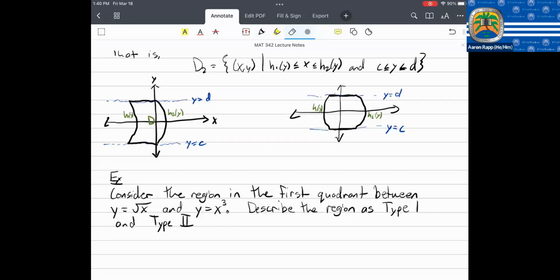I guess I already said region before, so it's being repetitive. So just describe the region as type 1 and type 2. What do you think is going to be very helpful?